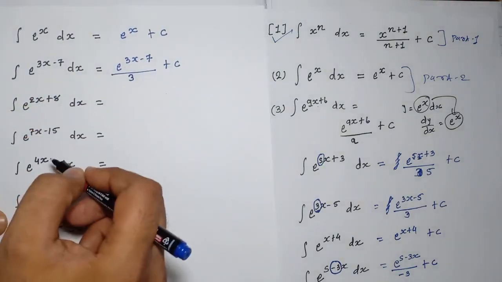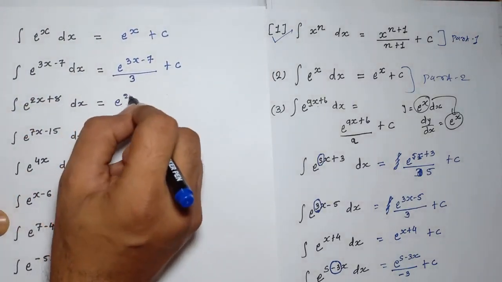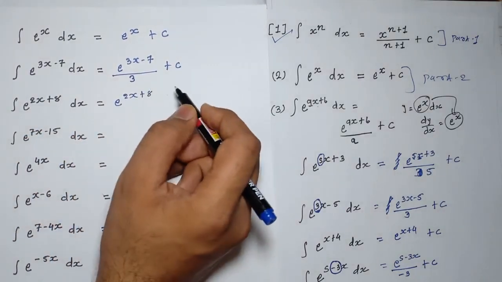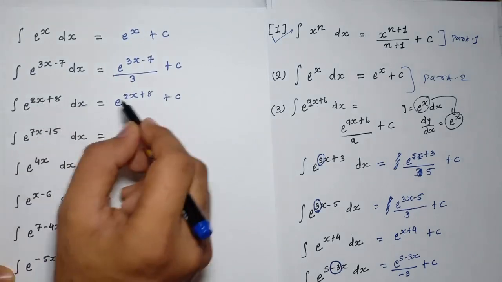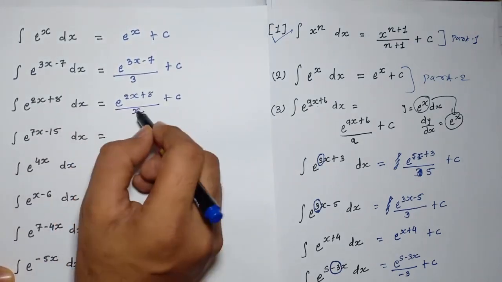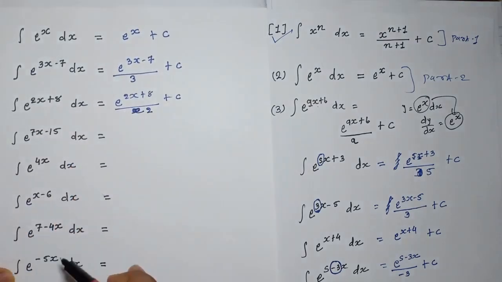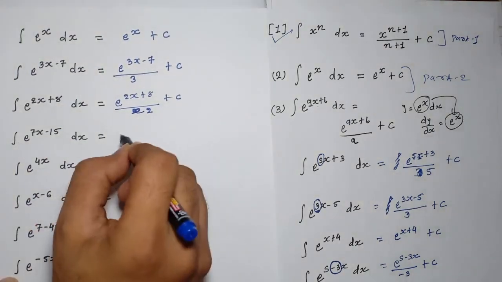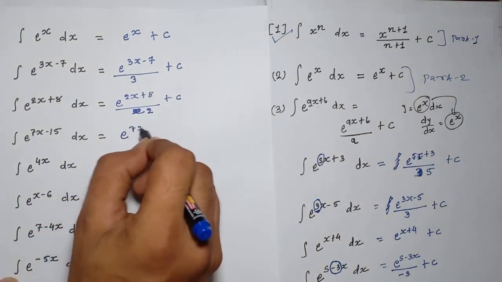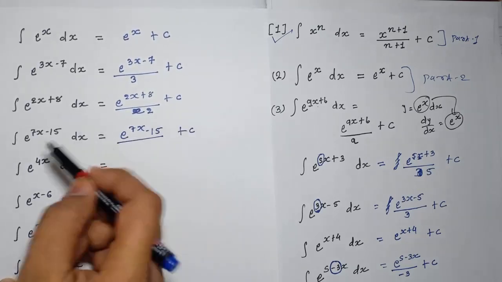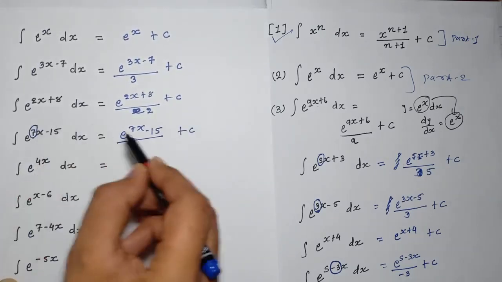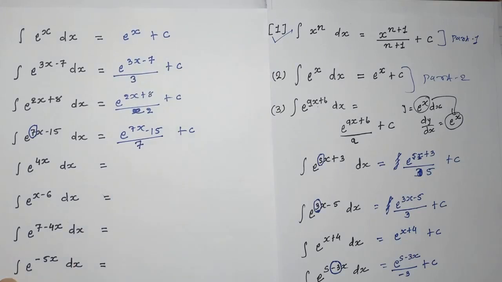Here e raised to 2x plus 8, write it down as it is, plus c. Now here 2 is multiplied by x, so divide by 2. Next, e raised to 7x minus 15, as it is, plus c. Divide by what? 7 is multiplied by x, so divide by 7.